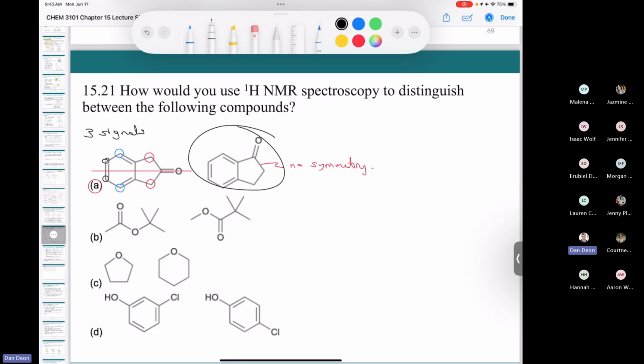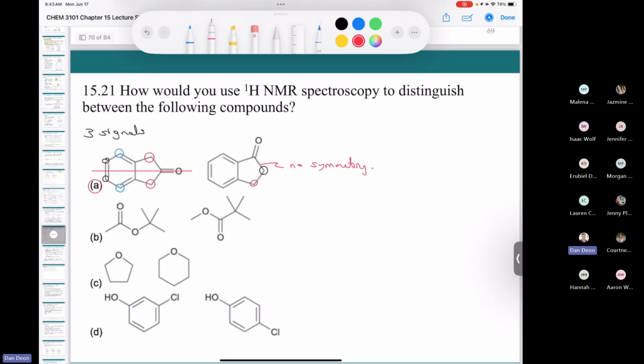Isaac, or anybody, could you tell me how many signals you would see for this? Go with your gut. There's no symmetry in the entire compound. Could anybody tell me? Yeah, exactly. You'd see 6. You guys did it faster than me. I hadn't even tallied it up. So we'd see a total of 1, 2, right?